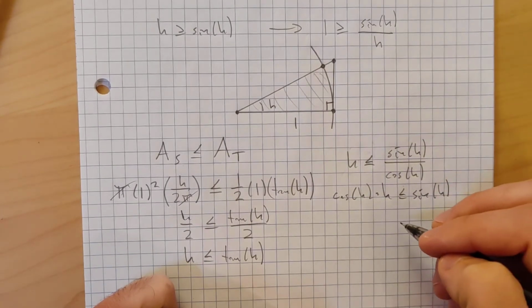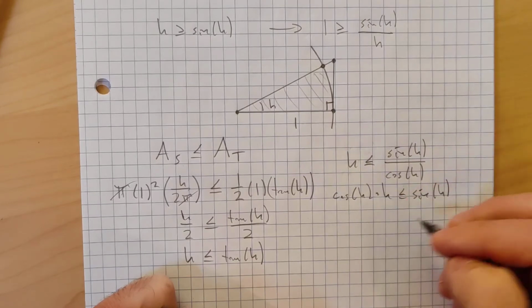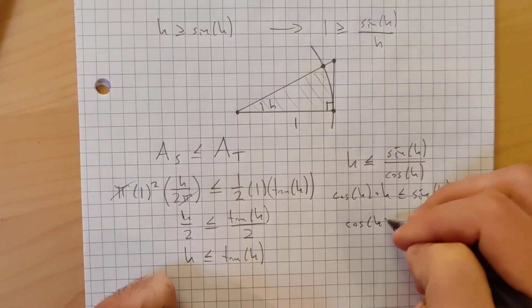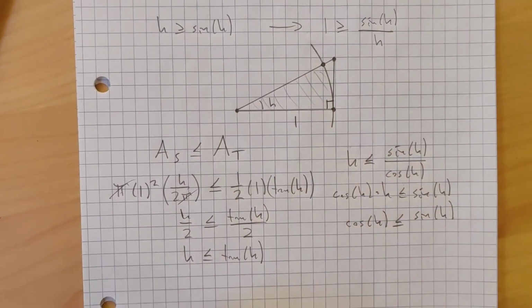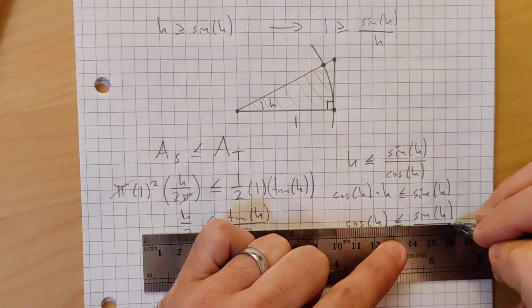And what am I looking for? Sine of h over h, right? So I want to divide both sides by h. And now I'll end up with cos of h is less than or equal to sine of h over h. Perfect.